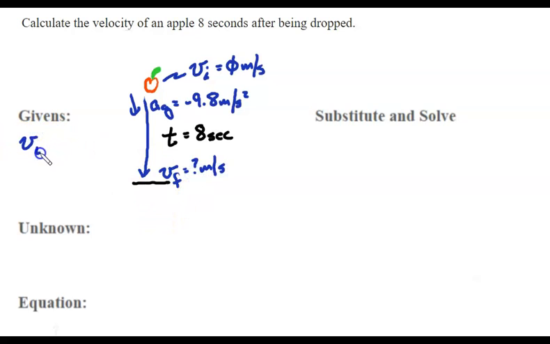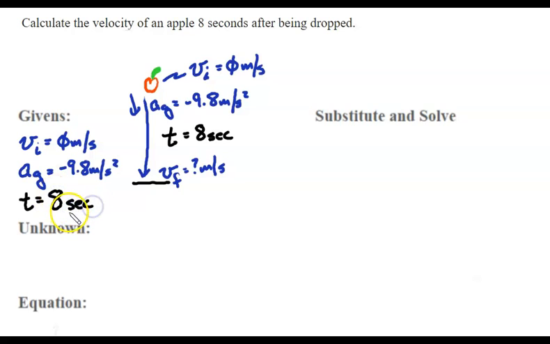So initial velocity equals 0 meters per second. Acceleration due to gravity is negative 9.8 meters per second squared. And I know that time equals 8 seconds. The thing that I'm looking for is final velocity, and that's going to be in meters per second.